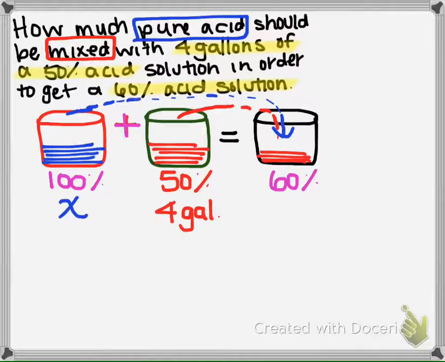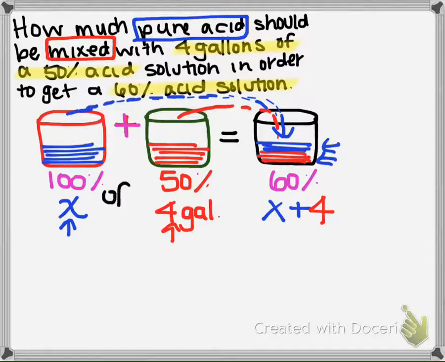But whatever amount I pour in here, see the blue and the red right here? Together, they're going to go into this jar. So this plus this amount is going to go in the jar. So now let's go ahead and write our equation.